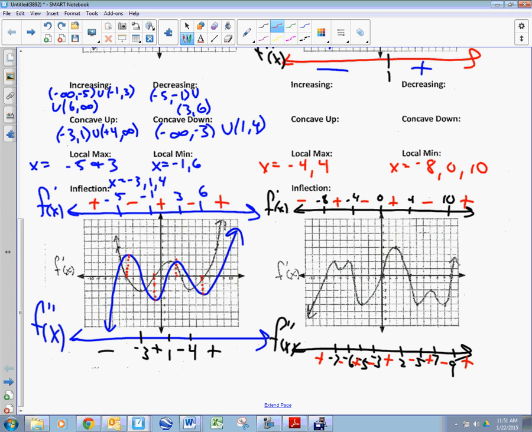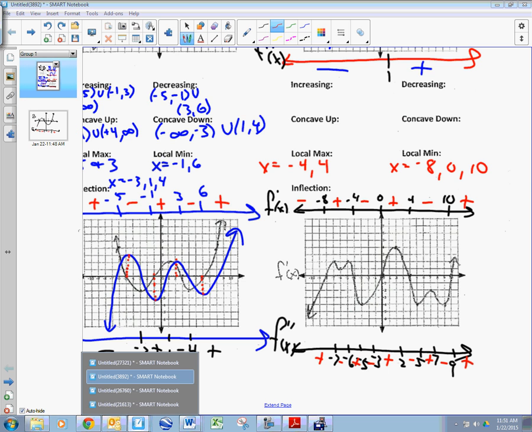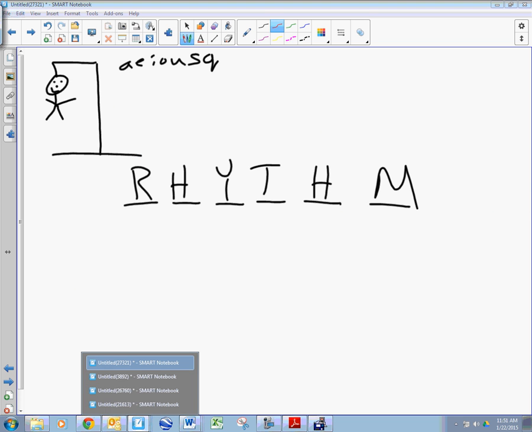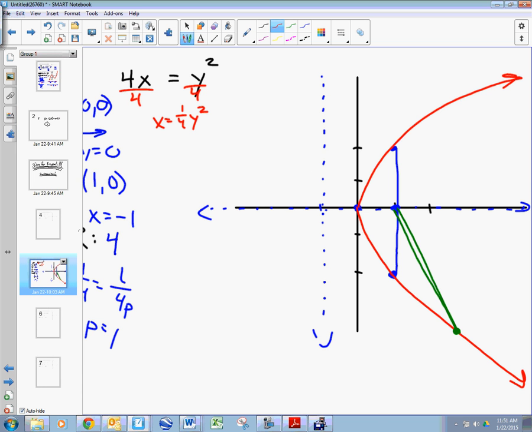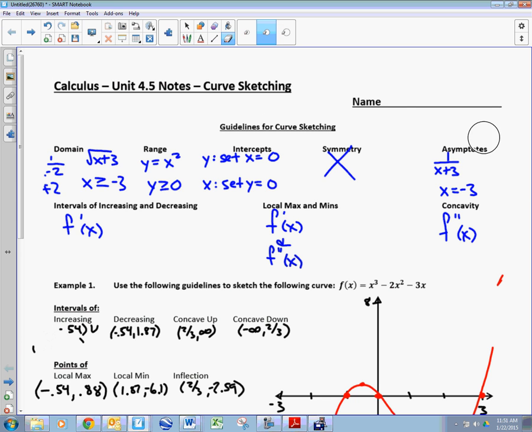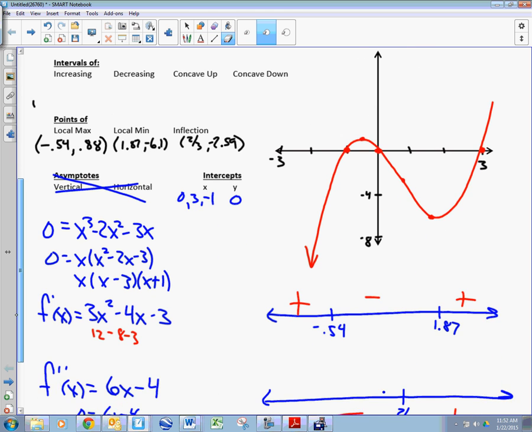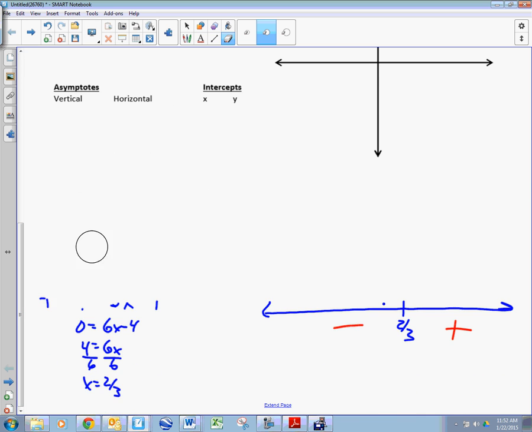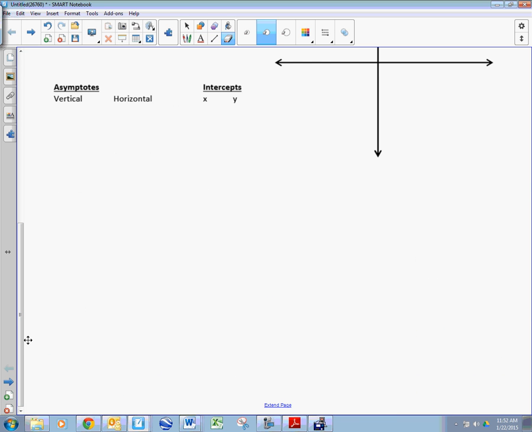Okay, all right. So flip your notes over. No, we're not starting something new. You need your calculator. You do need your calculator right now for sure.